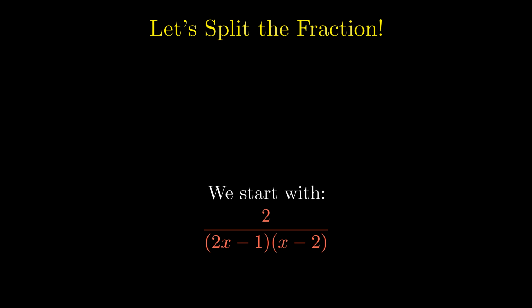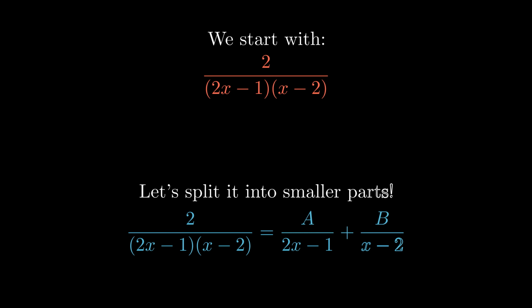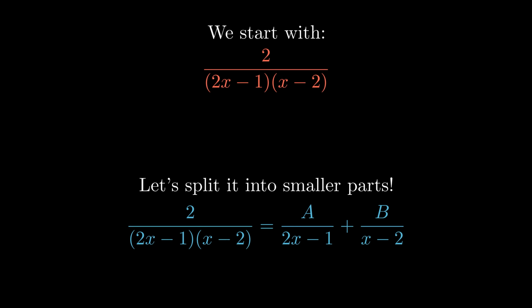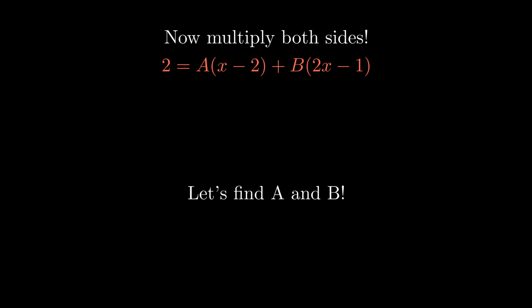We start with 2 over open bracket 2x minus 1 close bracket times open bracket x minus 2 close bracket. Can we write this as two smaller fractions? We multiply both sides by the denominators to get rid of the fractions. We will find a and b by picking smart values for x.